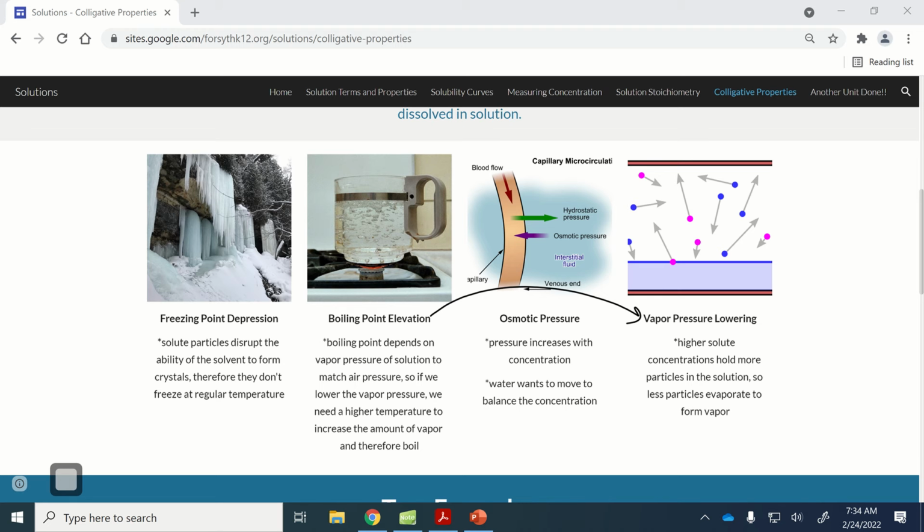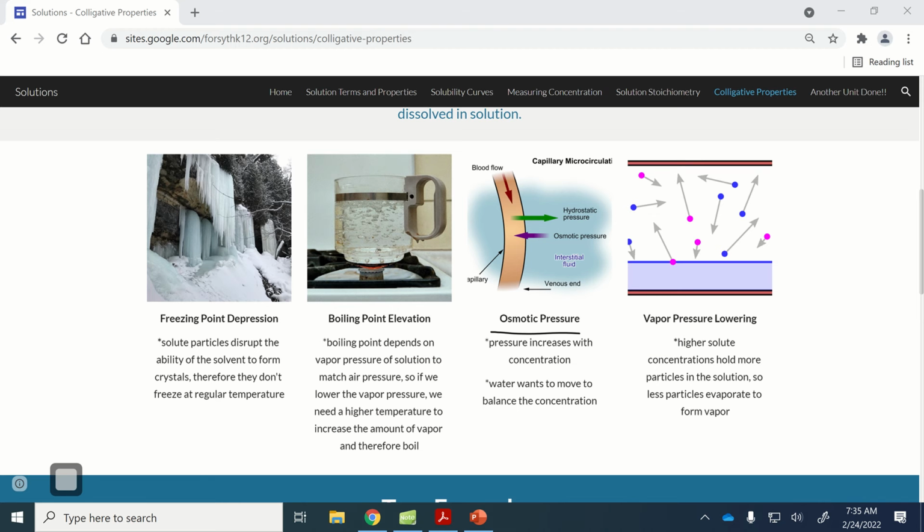It turns out when we have higher concentrations of solute particles in the solution, they're able to hold more of that solvent into the solution itself. Basically, they help create more intermolecular bonds to pull that vapor in more and make it more difficult for those particles to escape. So that's what we're looking at there with vapor pressure lowering.